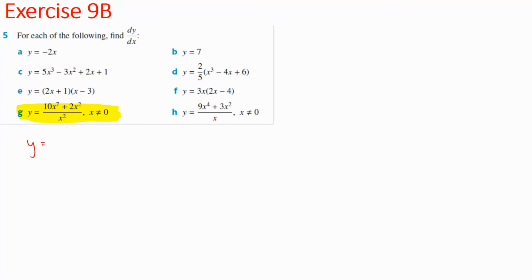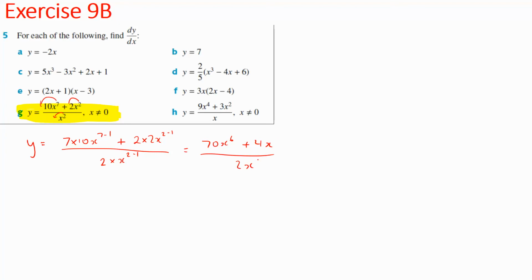They say, oh, right, so you got 10x to the 7, so they pull down the 7, so now it becomes 7 times 10 x to the power 7 minus 1. They bring the 2 down, and that's plus 2 times 2x to the power 2 minus 1. And then they bring the 2 down for this one, and that becomes 2 times x to the 2 minus 1. Simplify each one of them, and that becomes 70x to the power 6 plus 4x to the power of 1 over 2x to the power of 1. And the right answer is that.